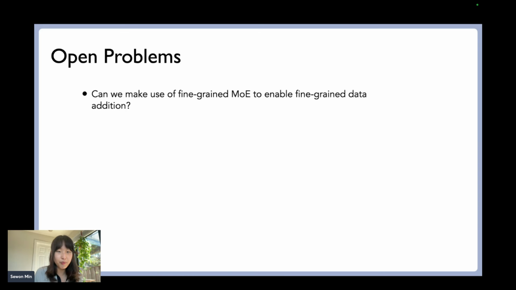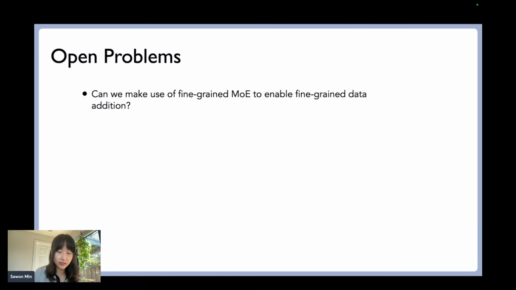One is, can we make use of fine-grained mixture of experts to enable fine-grained data addition? There are 2 reasons I think this is very important, and it is related to some earlier questions we had. One is we want to scale the number of data sets that we can incorporate. Right now, every time you have a new data owner, you have to duplicate the original public model, so the model size can go very large very quickly. But if you use fine-grained mixture of experts, this can be mitigated.